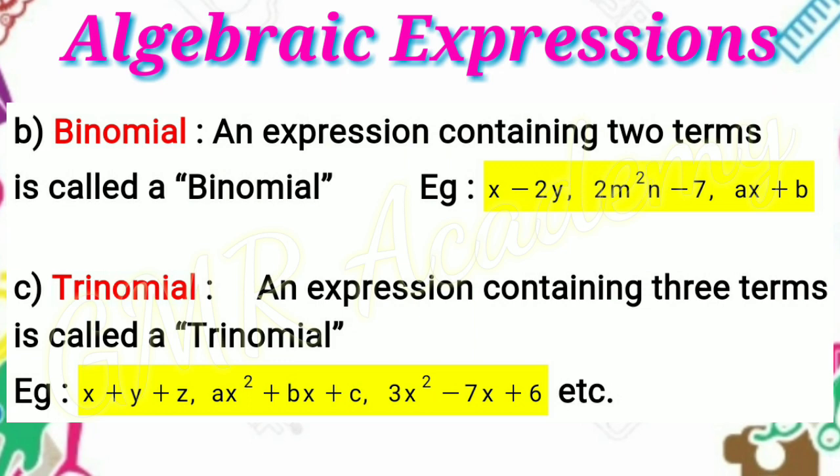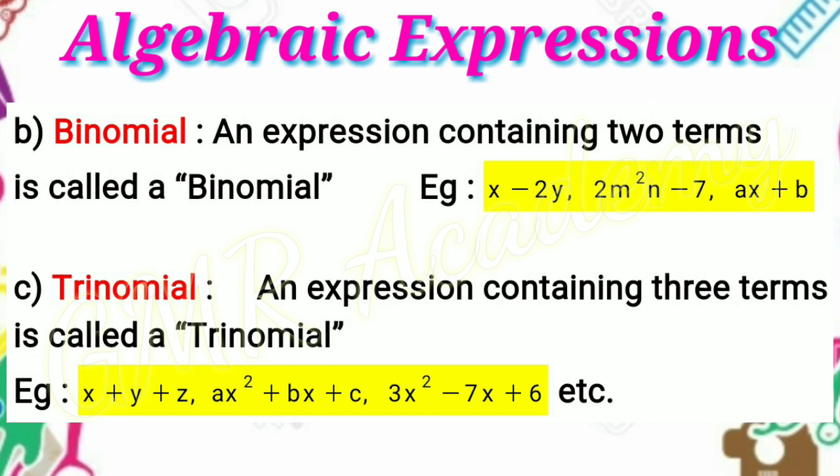Another example is ax square plus bx plus c. ax square is one term, bx is the second term and c is the third term. So ax square plus bx plus c is a trinomial. Another example, 3x square minus 7x plus 6 is also a trinomial.